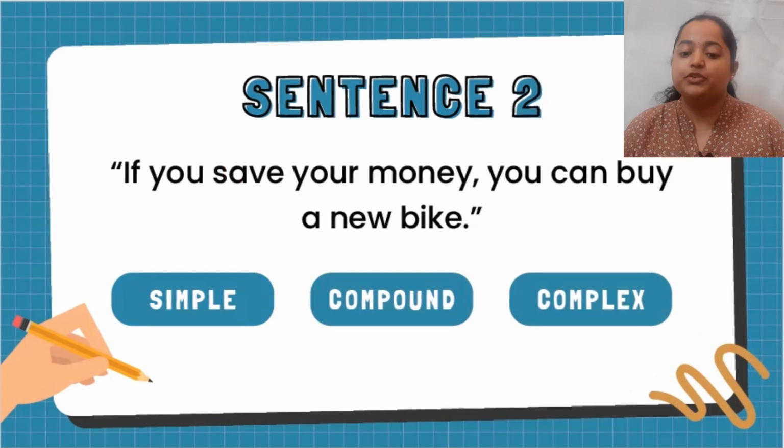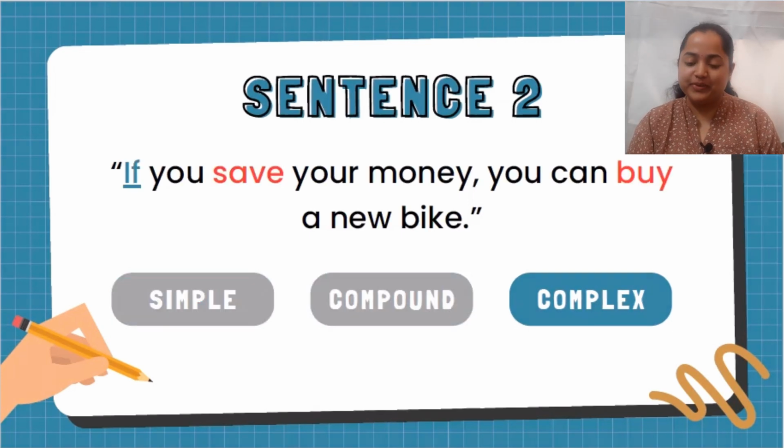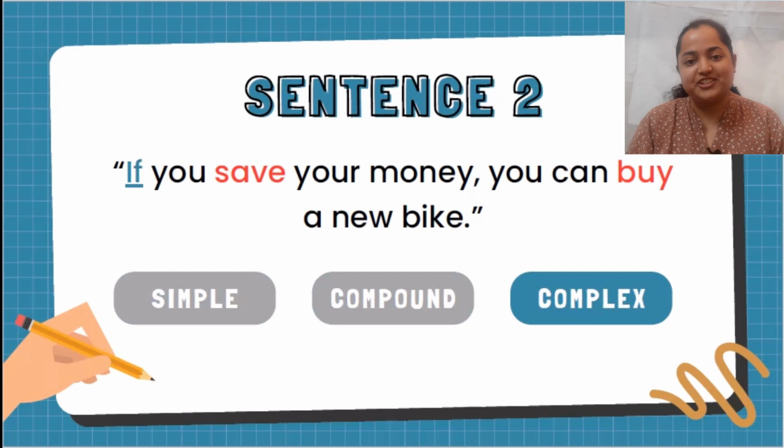Sentence 2. If you save your money, you can buy a new bike. Yes, this is a complex sentence. There are two clauses in this sentence, one independent and one dependent. If you save your money is the dependent clause, you can buy a new bike is the independent clause. There are two verbs, save and buy, and if is the subordinating conjunction.